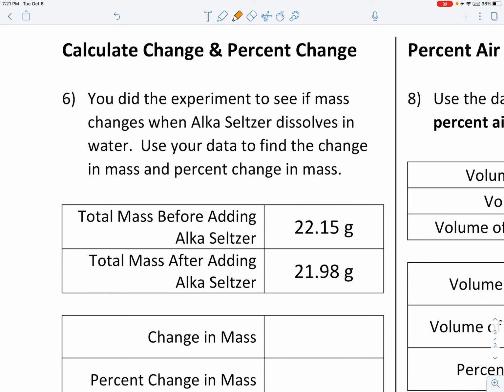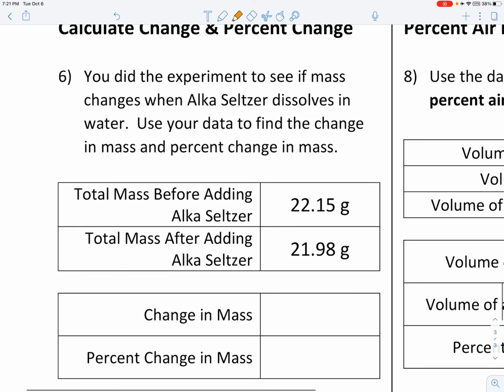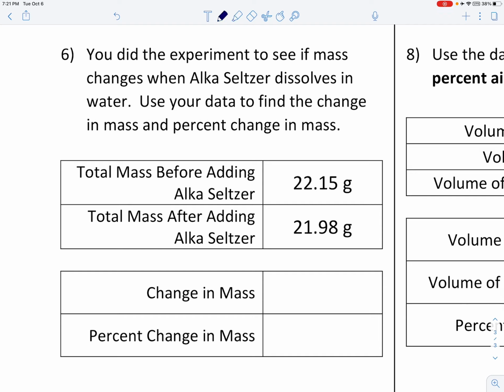Okay, we're almost done. Calculating change and percent change in an experiment. Finding the change in mass is not as simple as it sounds. You don't just take the two numbers and subtract them. Finding a change in mass, this could be on another flashcard for things that you're studying. Put finding change in mass on one side of your flashcard. On the other side, you would write the final mass minus the starting mass.